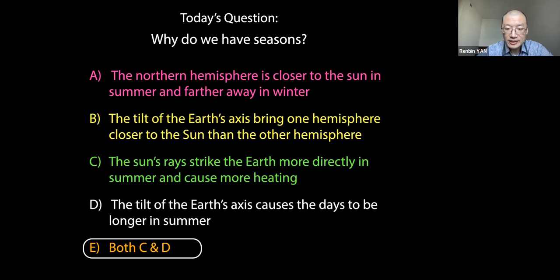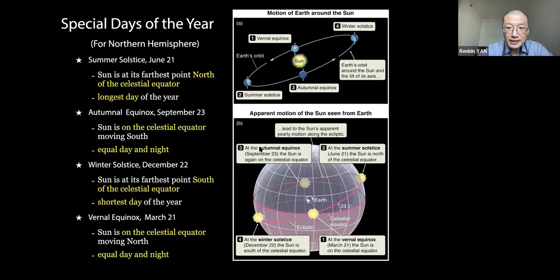So the days are longer and the sunshine is more direct. And also we have some special days during the year. As I was saying, there are two special days. June 21st is the summer solstice. This is when the sun is at its farthest point north of the celestial equator. It gives you the longest day of the year for the northern hemisphere. This is all for the northern hemisphere. And then the winter solstice is the opposite: on December 22nd, the sun is at its farthest point south of the celestial equator, and you have the shortest day of the year.